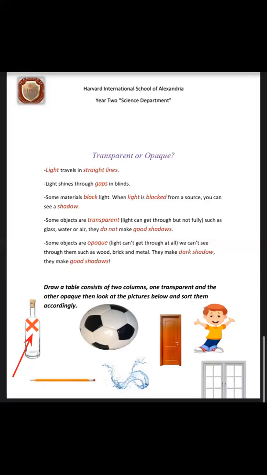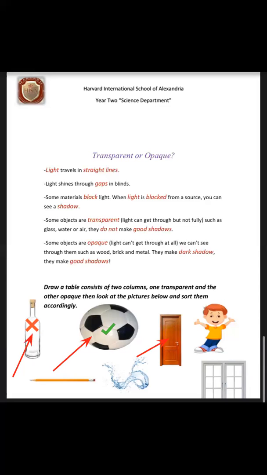Okay, let's go to the second picture. It's a ball. Do you think a ball is transparent or opaque? Can you see through the ball? Can light go through the ball? No, light cannot go through the ball, so that makes good shadows. So they are opaque. Balls are opaque objects. Let's go to the door. Can light go through the door? No, light cannot go through the door, so it's opaque.